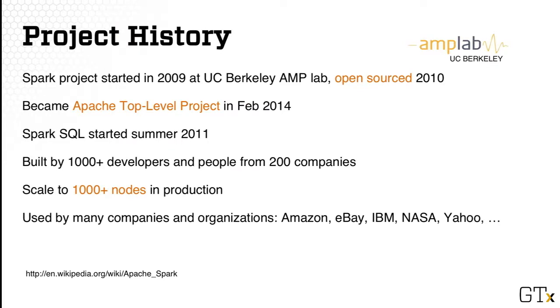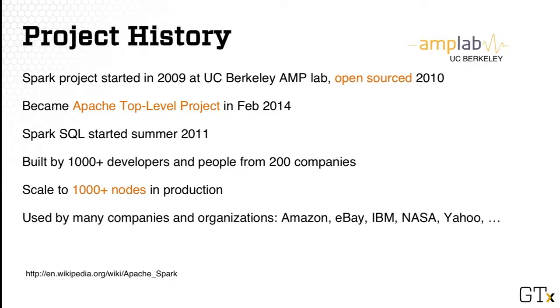The Spark project started in 2009 at UC Berkeley and was open sourced in 2010. It became a top-level Apache open source project in 2014. This is great because that means it's here to stay. Most top-level Apache projects have extremely strong community support from industry and academia.